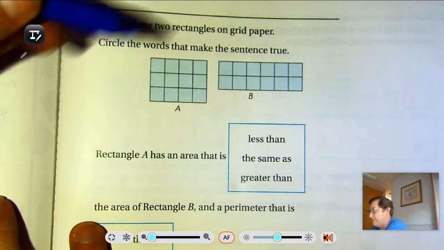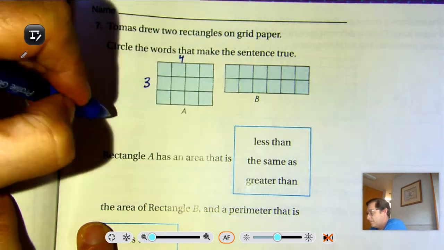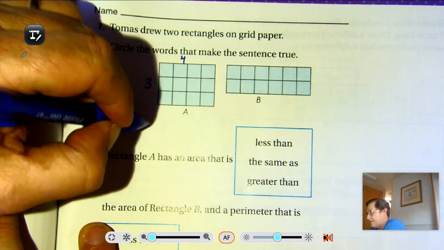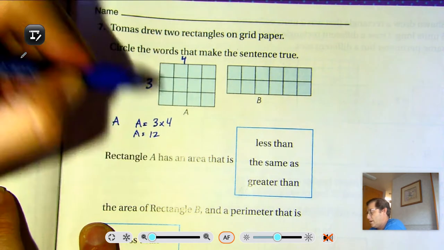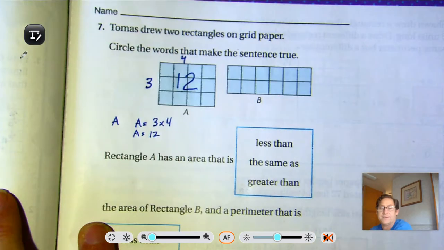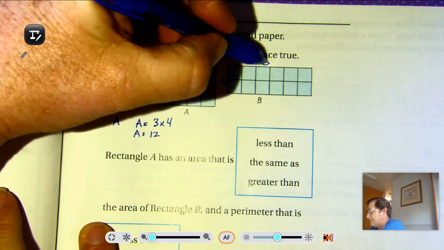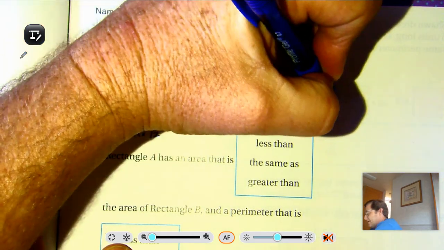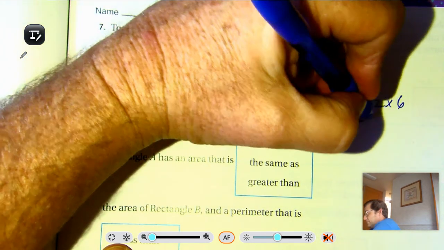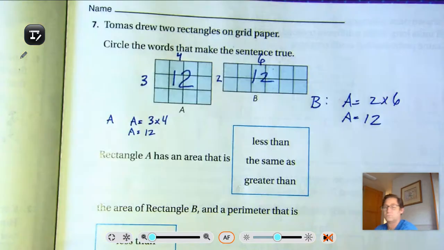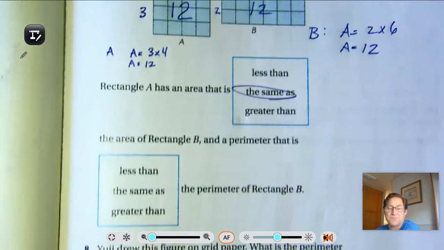Okay, well, let's figure out the area then, right? So 3 by 4. So the area of A is A equals 3 times 4. The area equals 12. I'm going to go ahead and write that in there, 12. And B is 2 by 2, 4, 6. So B's area is 2 times 6. So the area is 12. Okay, well, they have the same area. A has the same area as B.